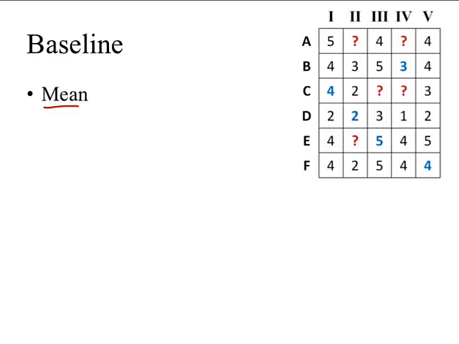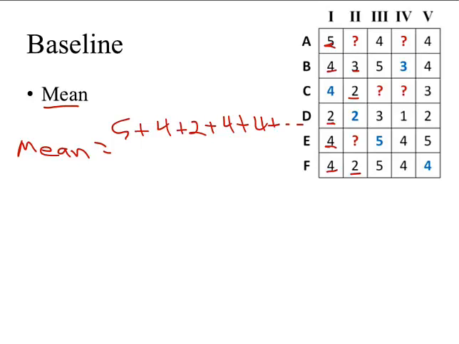So we have to add up 5, 4, 2, 4, 4, 3, 2, 2, and so on. And remember, we're not going to use any of the elements that are in blue and bolded, because those are elements of the test data. So the mean is equal to 5 plus 4 plus 2 plus 4 plus 4, and so on. And I'll just underline the rest of those entries here. 4, 5, 3, 5, 1, 4, 4, 4, 4, 3, 2, 5.